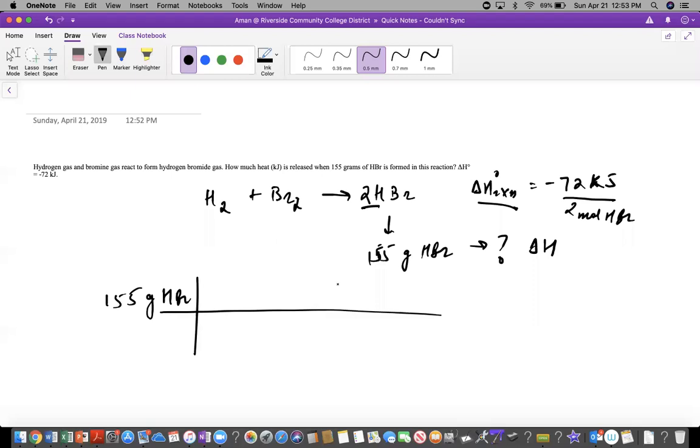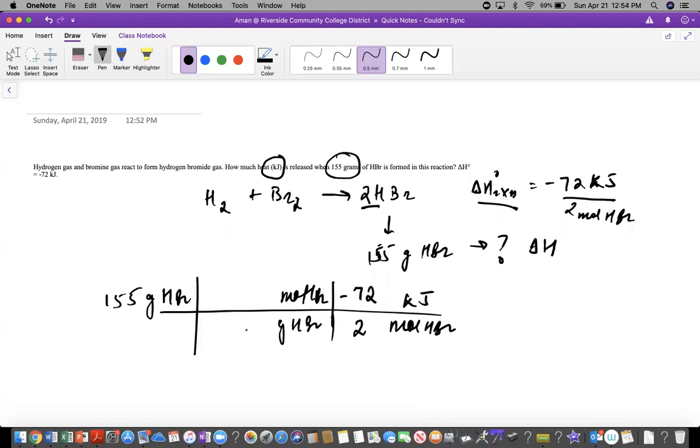We want to find it for 155 grams of HBr, so of course we need to change grams to what? Moles. Grams of HBr to moles of HBr. And then from moles of HBr, where are you going to go? To the kilojoules. The question asks how much heat, how many kilojoules, is released from 155 grams. So first we change grams to moles, and then moles to kilojoules. Since it's 2 moles of HBr to negative 72 kilojoules.